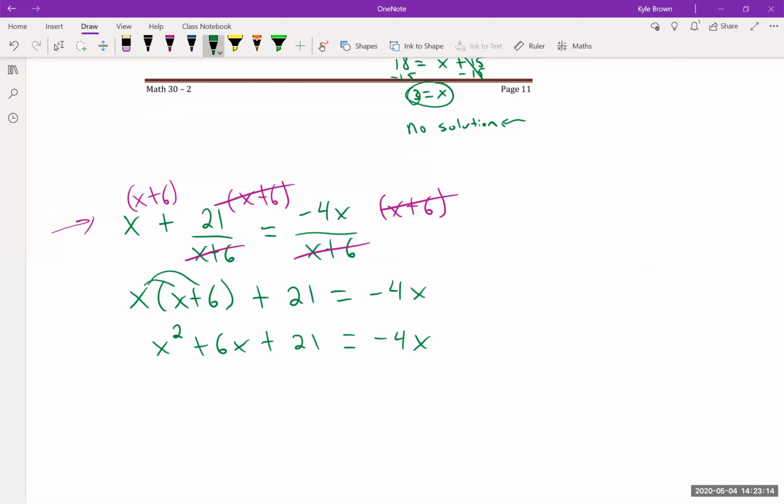So we're almost there. I'm just going to move this guy over here, right? So I'm going to bring 4x. I'm going to add 4x to both sides. So those cancel. So plus 4x. And if I write that all out again, we've got x squared plus 10x plus 21 is equal to 0.